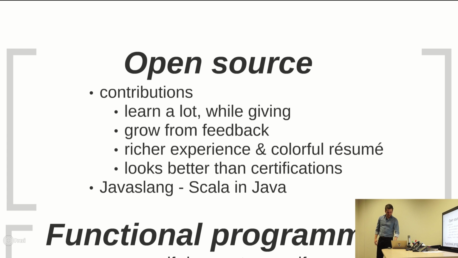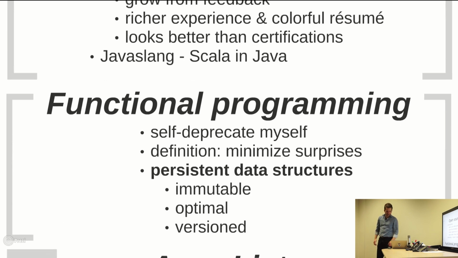The open source library that I contributed this data structure that I will be talking about to is called Javaslang. It's an object functional library, basically mimicking Scala where Java lacks. So you can say it is basically Scala in Java.